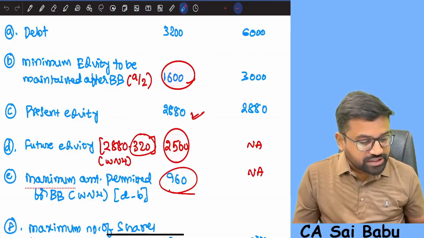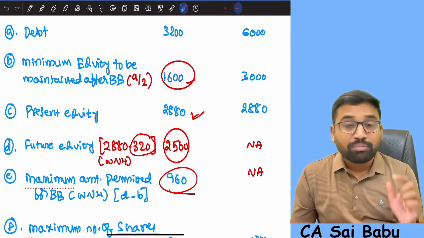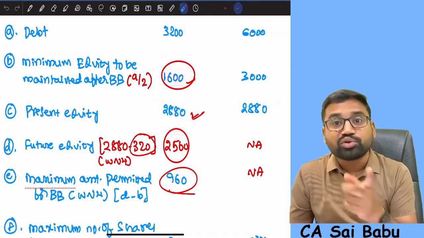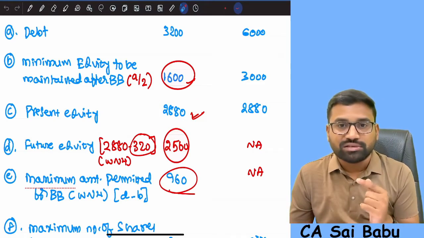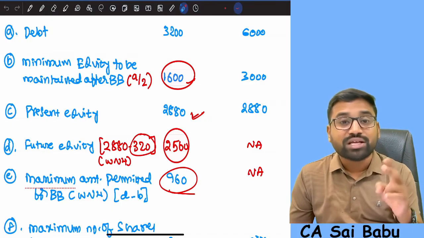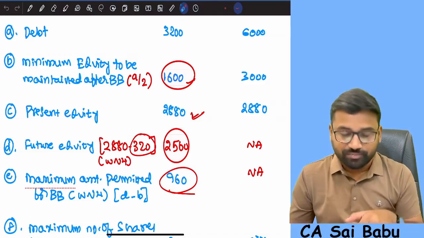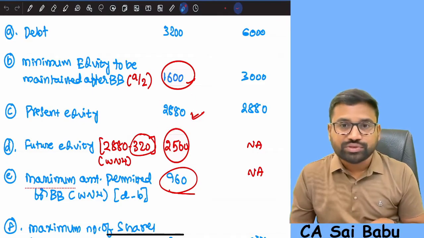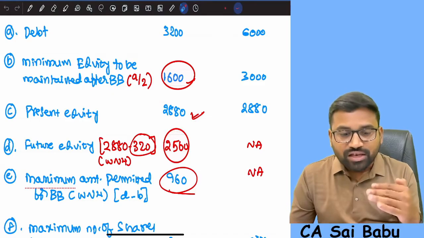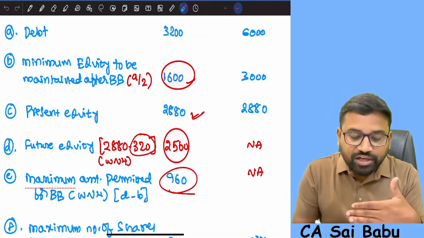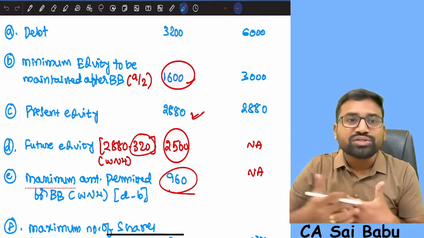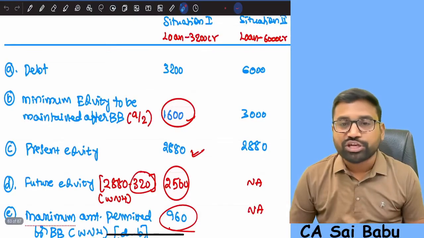2,880 minus 1,600, 1,280. But make sure that from the present equity, first we need to transfer the amount to CRR because there is a legal obligation. Whenever there is a buyback by using free reserves or securities premium, to the extent of the nominal value of shares so bought back must be transferred from free reserves to CRR. So this equity includes free reserves. Therefore from this equity, first I need to transfer the amount to CRR. Then whatever the balance amount is there, I need to compare with the equity to be maintained after buyback. To the extent of that gap, I can use equity for buyback of shares as per the debt equity ratio test.